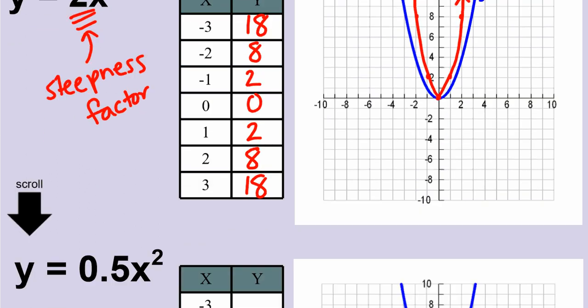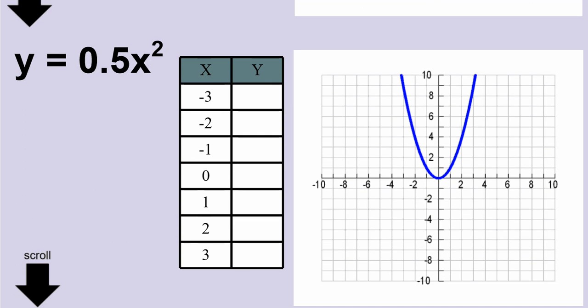What happens if I multiply by a number less than 1, like a half? Well, plug points into C. Put 3 in there. 3 squared is 9. Half of 9 is 4.5. Put 2 in there. 2 squared is 4. Half of 4 is 2. 1 in there. 1 squared is 1. Half of 1 is 0.5. Put 0 in there, I get 0. Then it's just a mirror image, so these numbers repeat again.